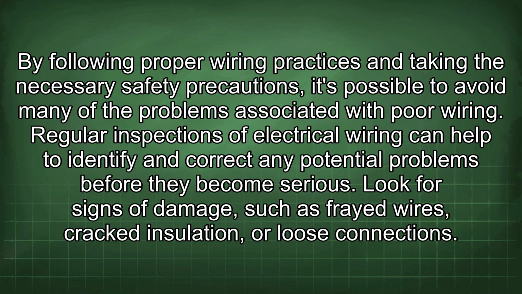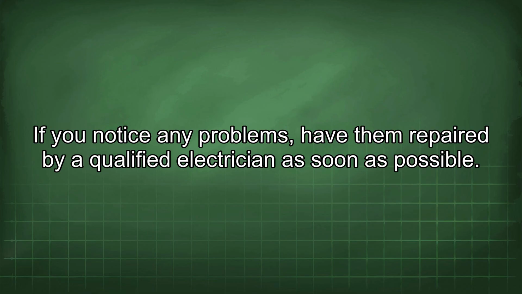By following proper wiring practices and taking the necessary safety precautions, it's possible to avoid many of the problems associated with poor wiring. Regular inspections of electrical wiring can help to identify and correct any potential problems before they become serious. Look for signs of damage, such as frayed wires, cracked insulation, or loose connections. If you notice any problems, have them repaired by a qualified electrician as soon as possible.